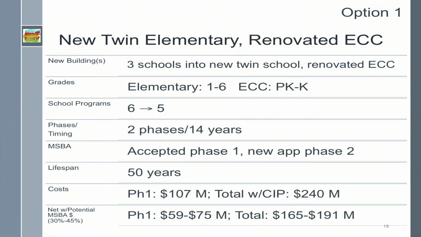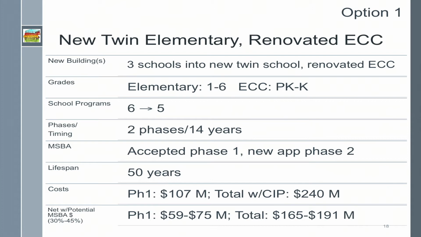So, to move on to our current building and renovation options. Beginning with option 1. Option 1 is a new twin elementary school and a renovated early childhood center. In this option, the twin school would house 2 elementary programs, and the renovated building would house the early childhood center. The 6 current elementary school programs would be reduced to 5 programs. The project would take place over 2 phases and 14 years.